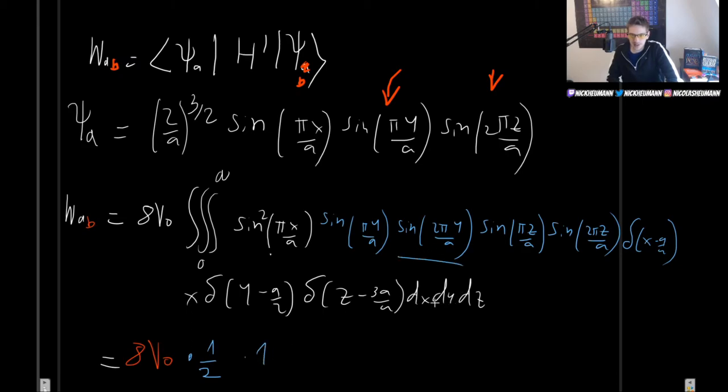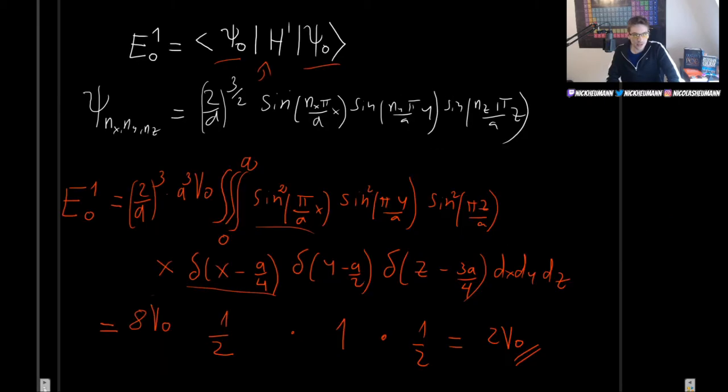Now, this sine right there is going to be sine of 2 pi over a times a over 2. So the a's cancel out, the 2's cancel out, and we are left with sine of pi, which is 0. So we don't need to go any further than this, because 0 times any number is 0, so whatever comes next, it doesn't matter, it's going to be 0. Okay, so Wab is 0. And for that reason, Wba is also 0, as we discussed in the previous videos, because of course, Wba is simply the complex conjugate of this, and since this is a real amount, it's going to be the same.